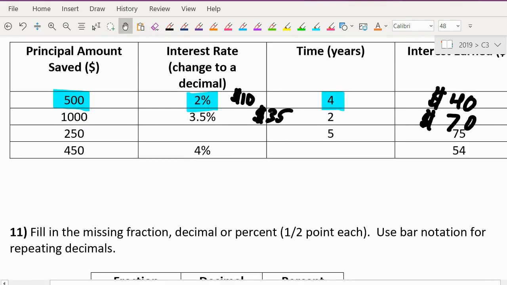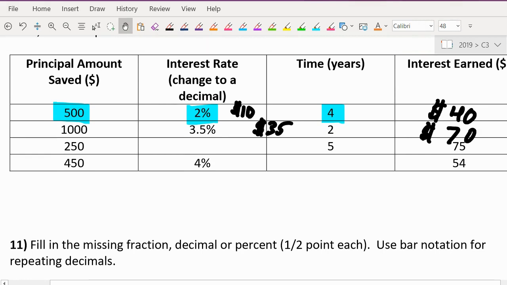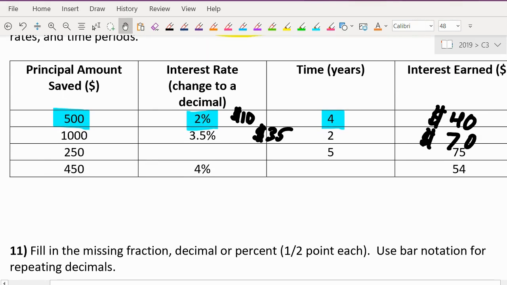Okay. So 250 bucks. Now the time and the interest. So we kind of have to go backwards. So 75 bucks for 5 years. How do we find out 1 year? 75 divided by 5. Yeah, you divide. So 75 divided by 5, I already know that answer. It's 15.